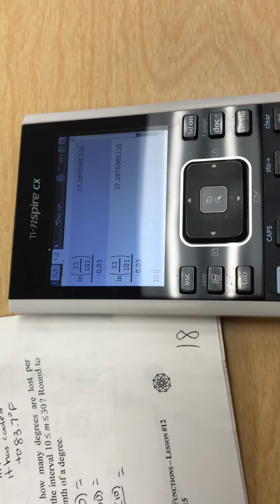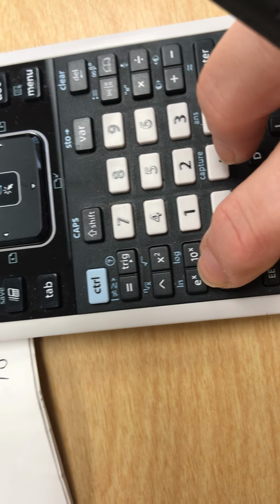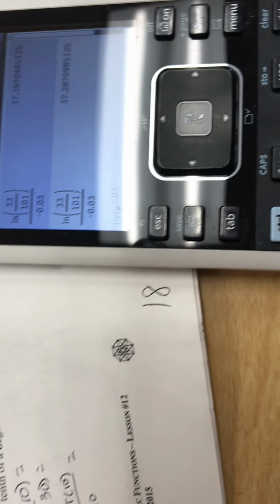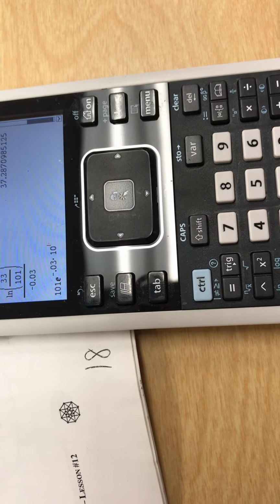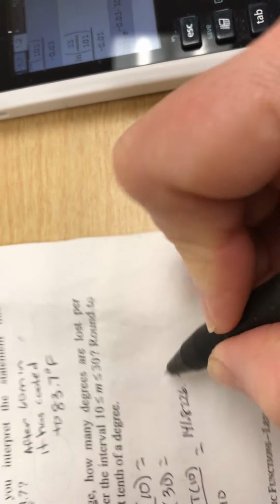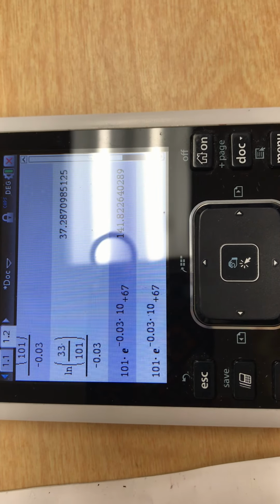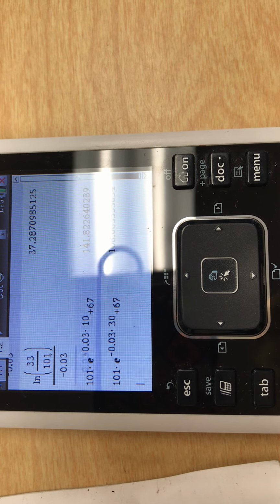Okay, so 101 e, if you use the e to the x button, it sets it up for you right away. You can go ahead and put that in there, times 10, arrow to the right, and put your plus 67. Okay, so that's going to give us 141.8226 and so on. Now, I'm just going to go up and copy that and change this to 30 minutes.